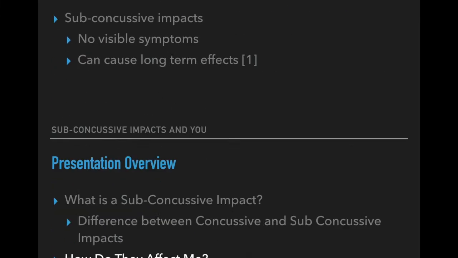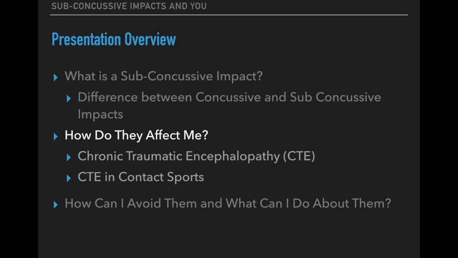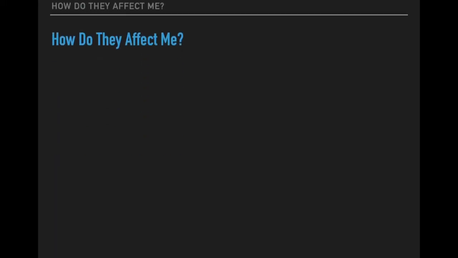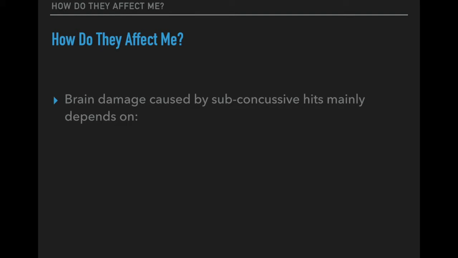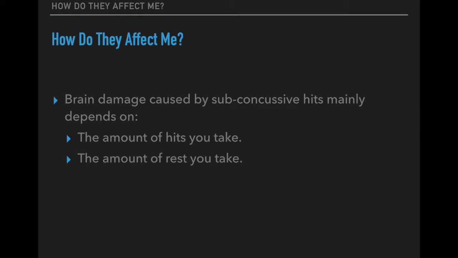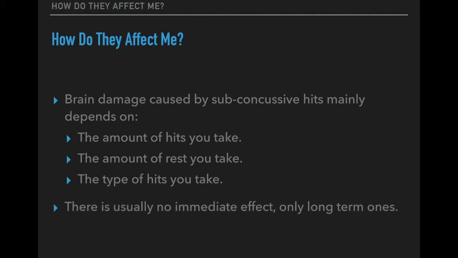So this is a good segue into how subconcussive impacts can affect you. There are three main factors that determine how bad the damage to your brain is. These include the amount of hits that you take, the amount of rest that you get, and the type of hits that you take. All three of these factors put together can have consequences on your health, but mostly in the future. One of these diseases is called chronic traumatic encephalopathy.